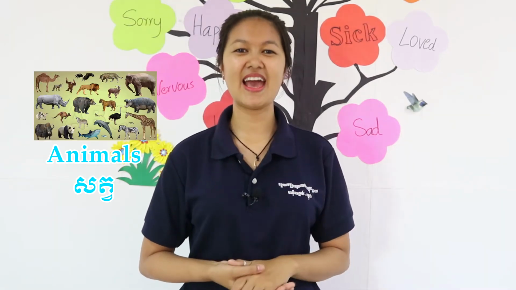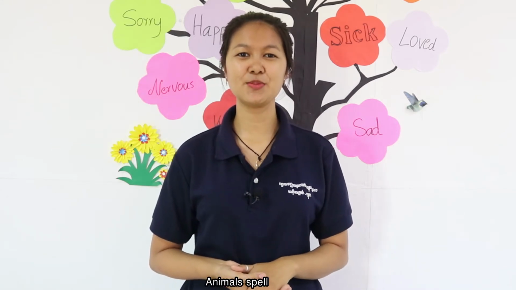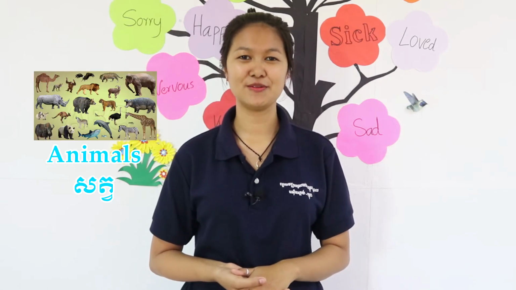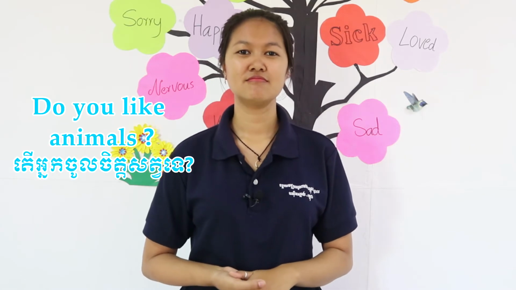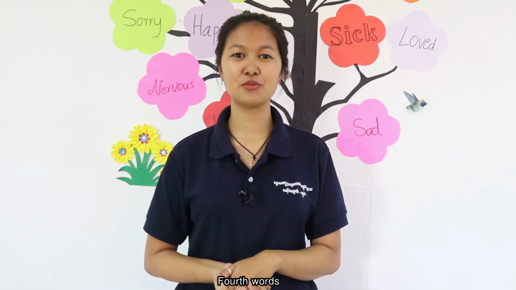Third word, animal. Animal, spell A-N-I-M-A-L. Animal. For example, do you like animal?